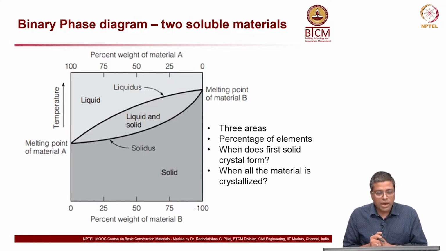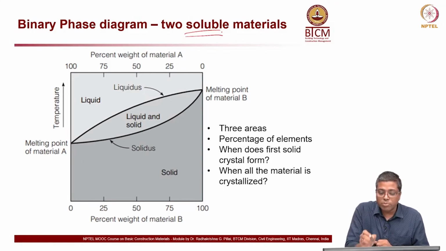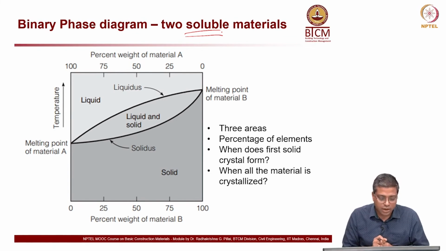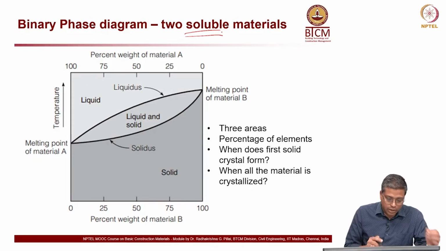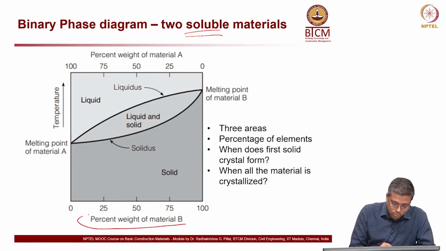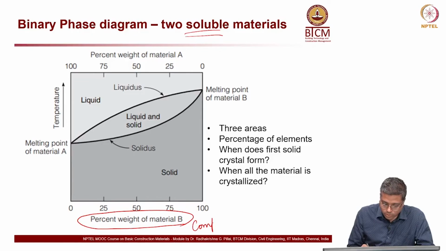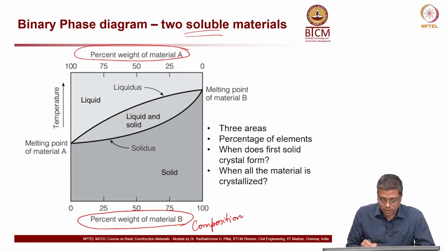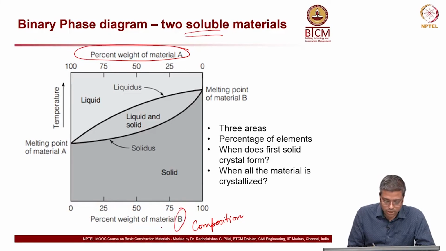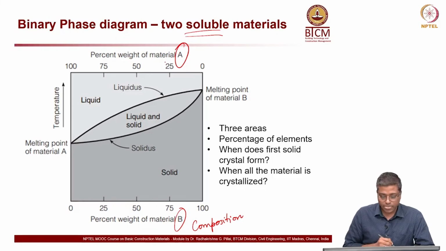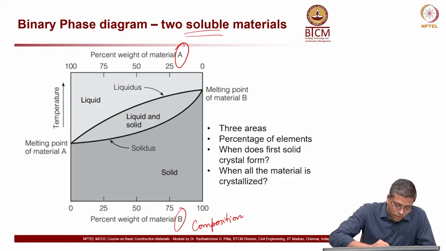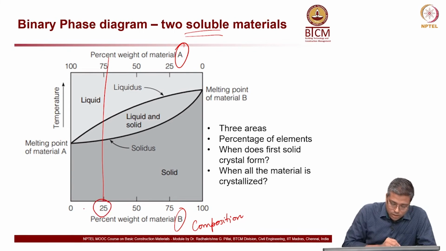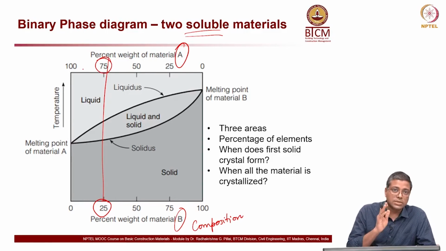Okay, now the binary phase diagram for two soluble materials. This is one of the simplest phase diagrams which we are going to discuss here. And you can see here again, this is the composition. Here you can see the same thing, material A at the top axis and material B at the bottom axis. Now, if I draw a line along this, I have 25% material B and 75% material A as the composition.